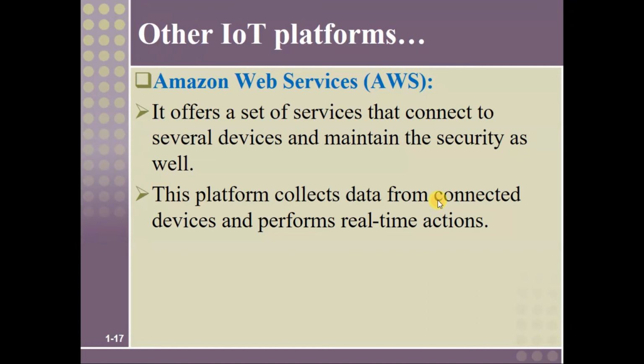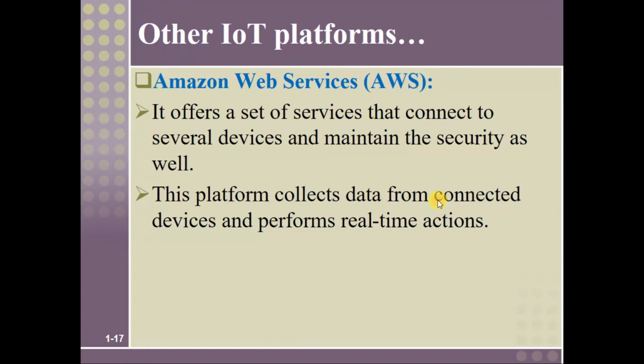Amazon Web Services offers a set of services used to connect several devices and maintain security as well. It provides the function to connect our several devices and handle security issues, in order to make our system secure. The most challenging issue in IoT is security. Such a security issue can be addressed by using application platforms such as Amazon Web Services.